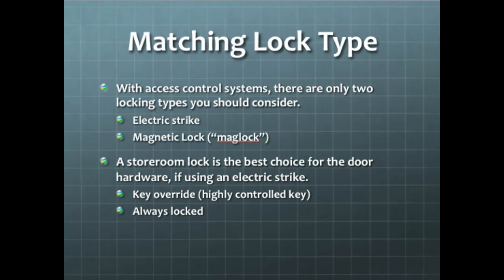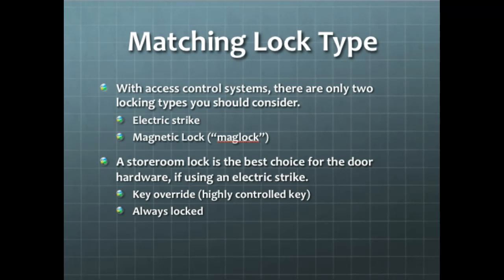If you have a card reader on a door, those are the only two choices you can have for locking devices in this class. There are a couple other ones out there which we can talk about later if we have time, but frankly, those are the two in 99.9% of applications with card readers. So if you have a card reader, your locking device is either going to be a mag lock, an M, or an electric strike, an E on your drawing.